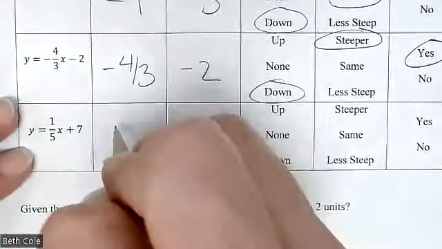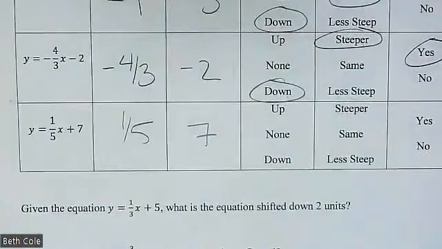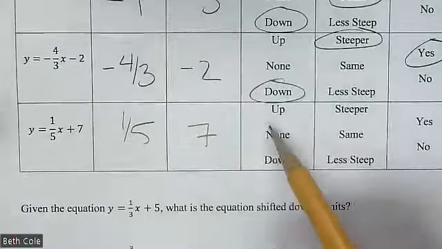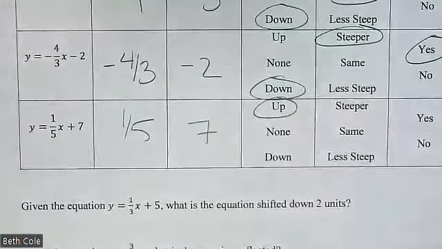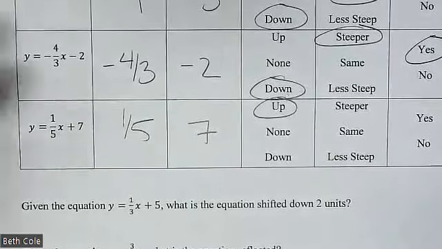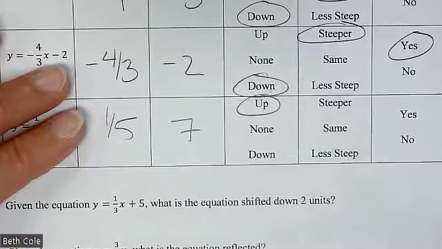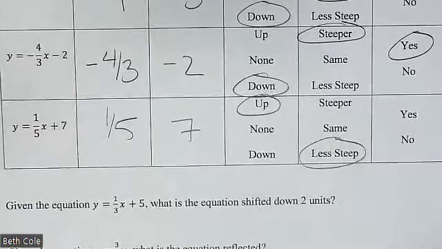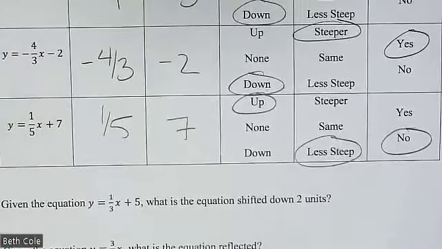All right, one more of these. Slope is 1/5. Y-intercept 0.7. If you just want to write 7, that's fine. Did it move up, down, or none? Up 7. Good. Is 1/5 bigger or smaller than 1? Smaller. So less steep. And was there a reflection? No, there's not a negative. Okay, good job. That went well.